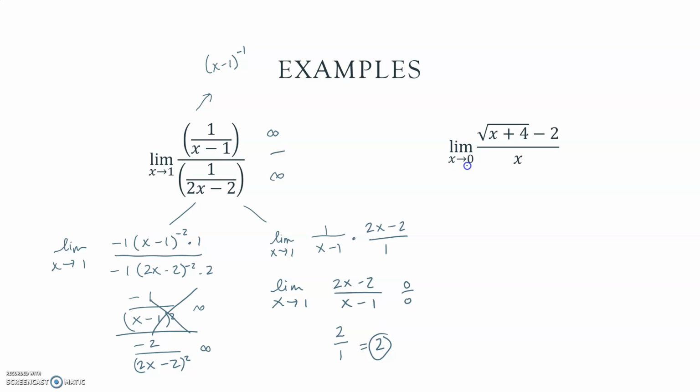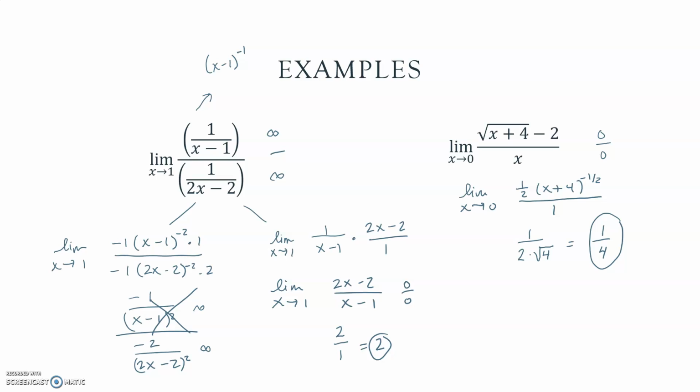All right. Second example, I plug in 0, I get square root of 4, which is 2, minus 2, which is 0 over 0. So this is a really good candidate for L'Hopital's rule, so I'll go ahead and do that. So I have 1/2 x plus 4 to the negative 1/2 times 1 over 1. Now I plug in 0, I have 1/2 times square root of 4. So I have 1/4 for that limit.